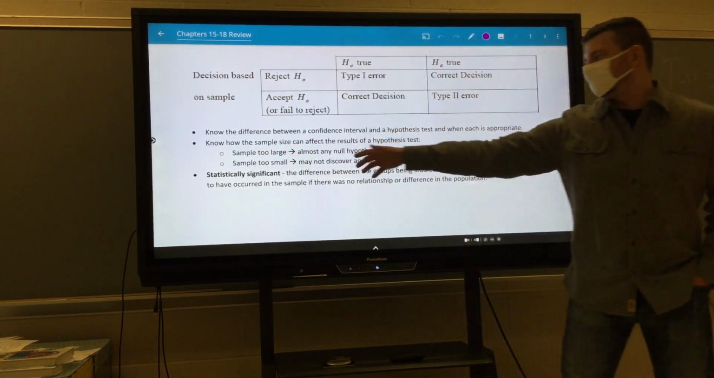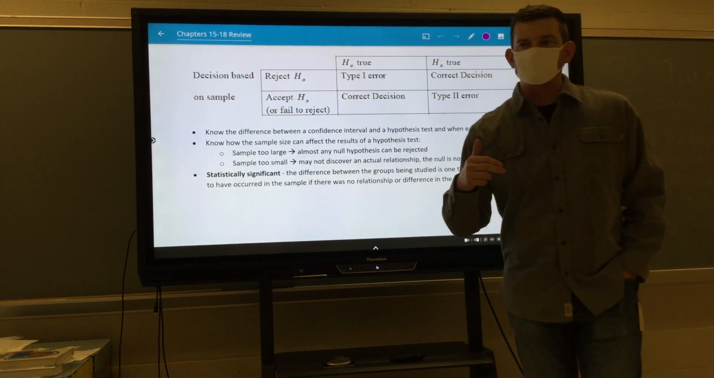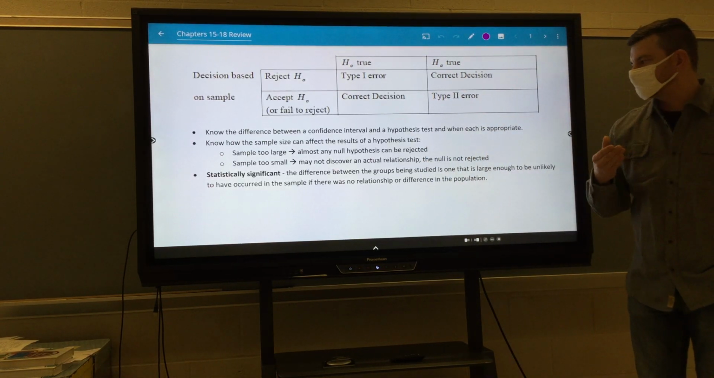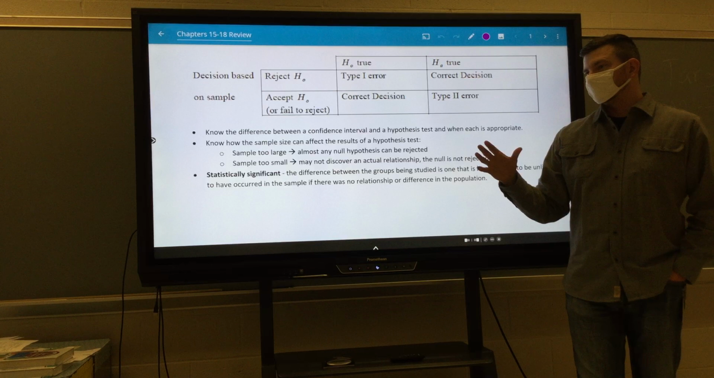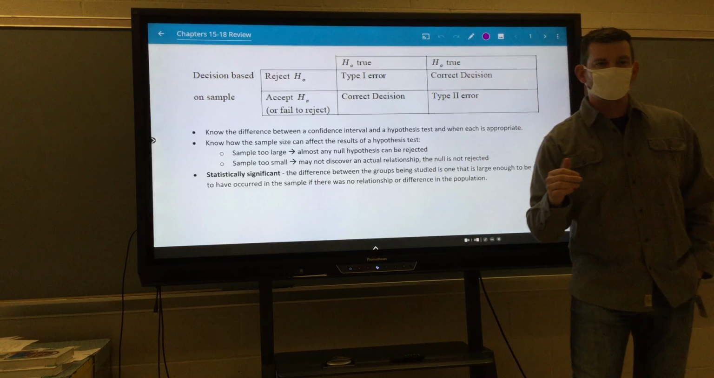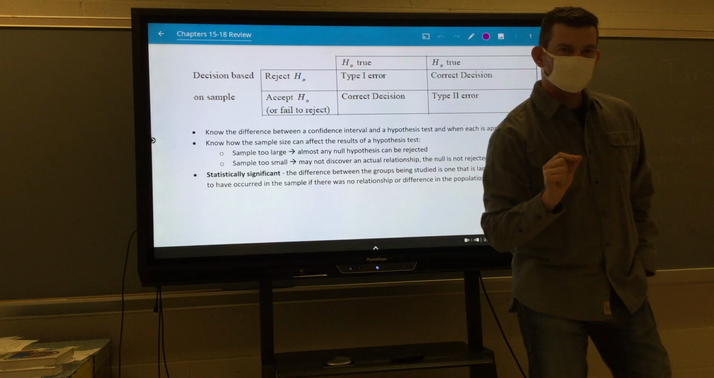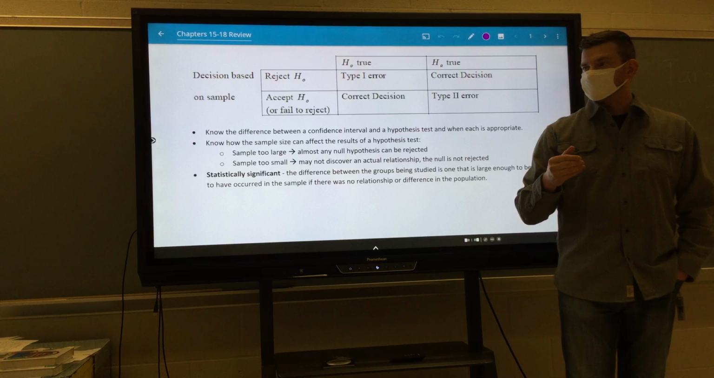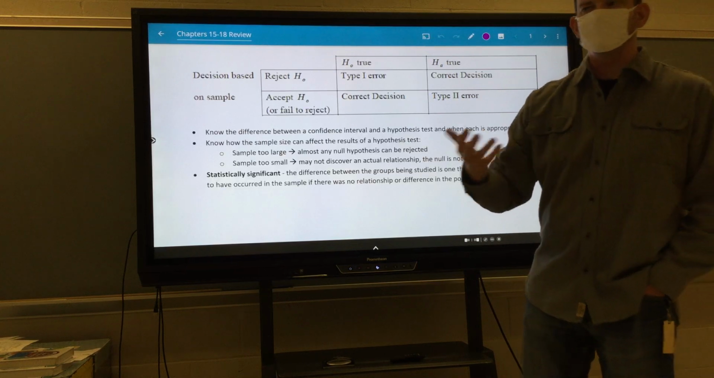Now, the wording that I put right here, a sample is too large, you can never really have a sample that's too large. What I should be saying is that if you have an extremely large sample size, it may be very easy to reject the null hypothesis, indicating that all you need is a slim difference between the null value and what you got in your data, in your evidence, to be able to say that that's a statistically significant difference. Your p-value will be less than 0.05.